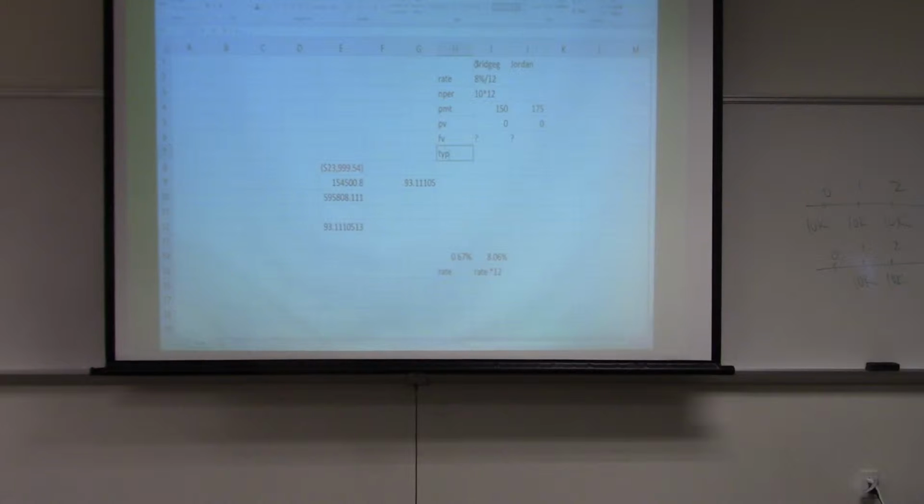What's 8% divided by 12? Is that 0.6667? That's what it is. So you see, it should be future value. 8%. How many series? Type equals to 1 for this one.